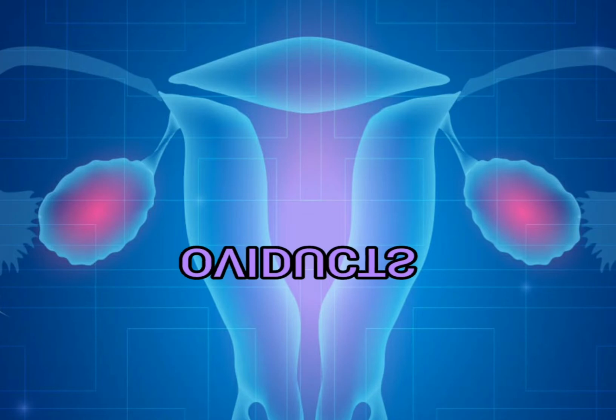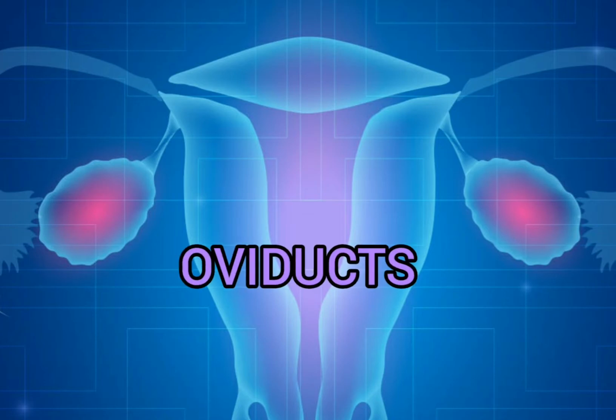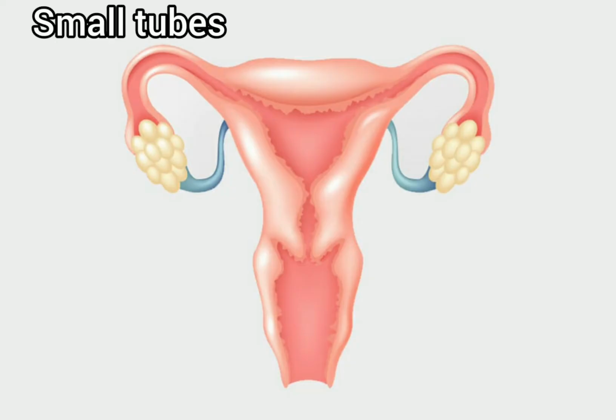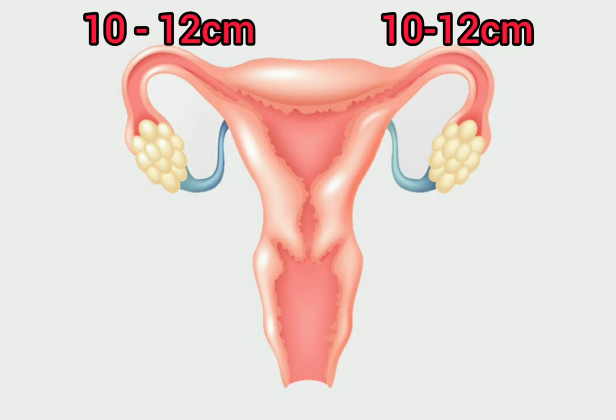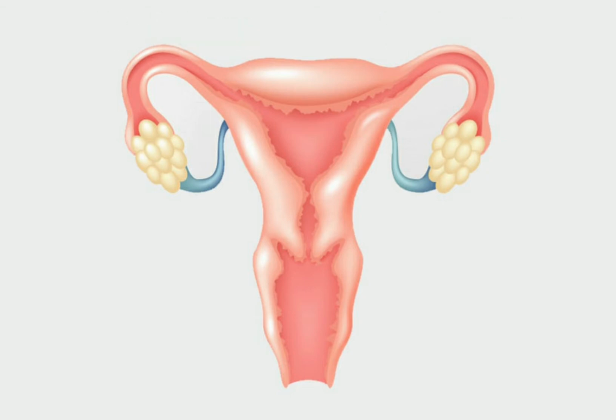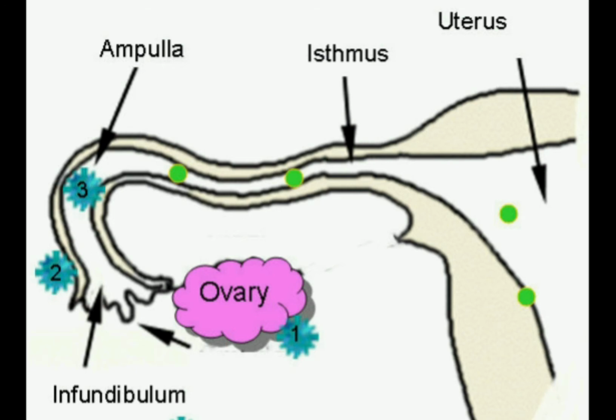Oviducts or fallopian tubes. These are two small tubes around 10 to 12 cm in length, lying on either side of the uterus near the kidney. The opening of the fallopian tube is expanded into a funnel-shaped infundibulum. The end of the infundibulum has finger-like projections called fimbriae. They move closer to the ovaries at ovulation to collect the ovum after ovulation.